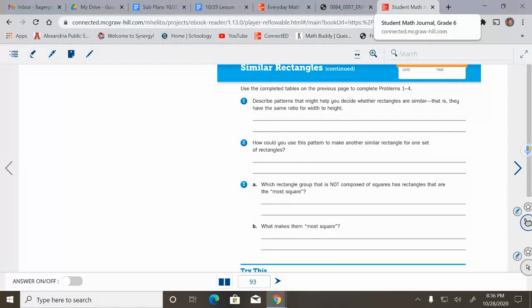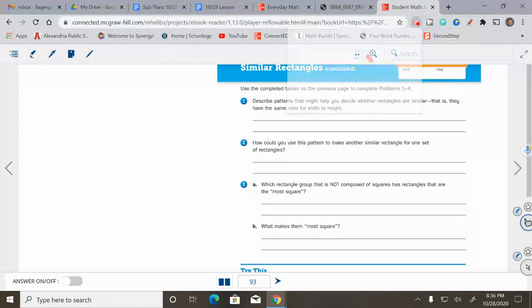On the last page, it's just answering some questions about those. You can stop after question 3, but really it's what did you notice throughout this project with the rectangles? What things were the same, what were different, things like that. So good luck. Let me know how it goes. I think it's kind of fun to do that. So yeah, have fun learning about equivalent ratios.